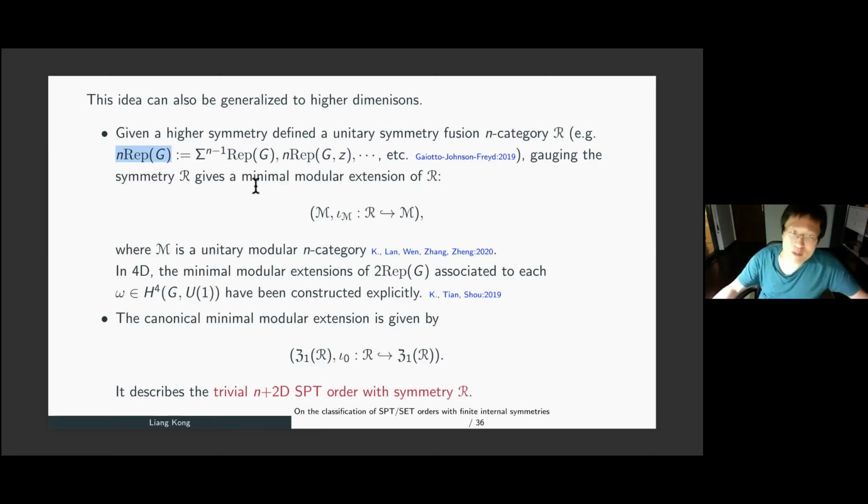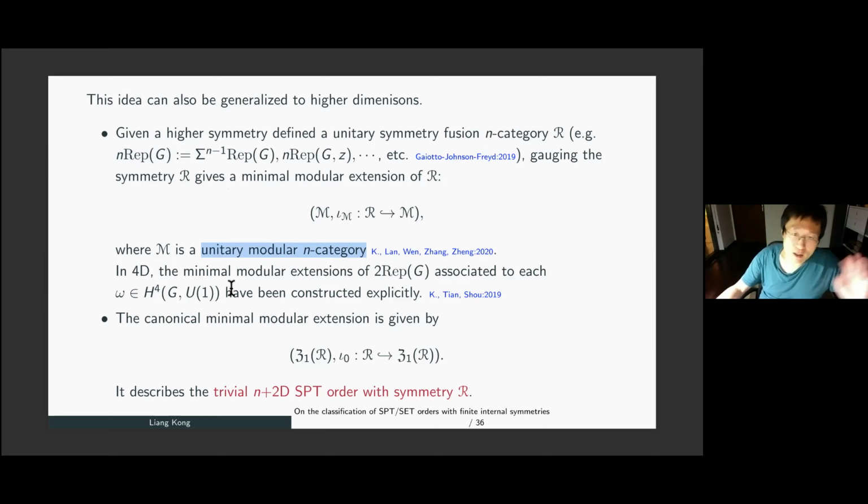Gauging the symmetry gives a minimal modular extension, something very similar. That just means you extend the category by a bigger one, which is called a modular n-category, and the symmetry is embedded in it. It's very similar to the 2+1D case, almost entirely similar. M is called the unitary modular n-category. Let's not worry about the definition for now.